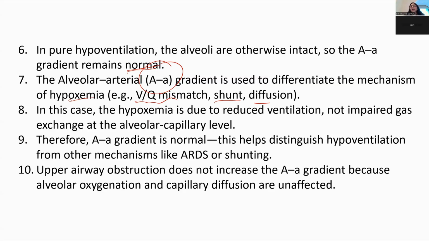So in this case, the hypoxemia is due to decreased ventilation and not because of impaired gas exchange at the alveolar capillary level. Therefore, AA gradient is normal, and this helps in distinguishing hypoventilation from other mechanisms like ARDS or shunting, where the gradient is raised. Upper airway obstruction will not increase the gradient because alveolar oxygenation and capillary diffusion are unaffected.